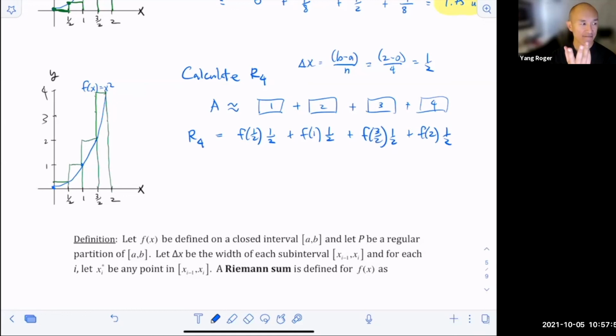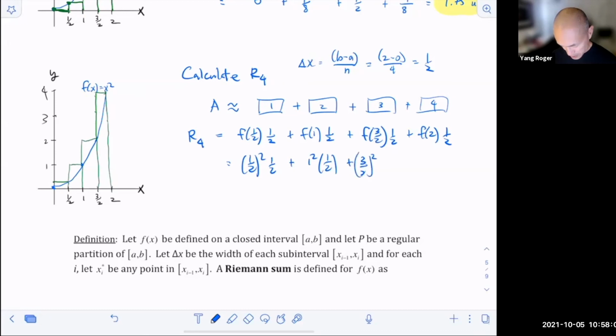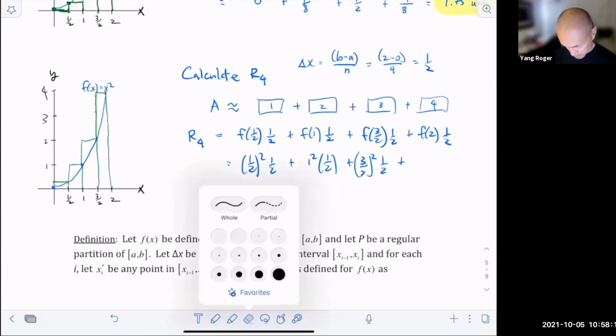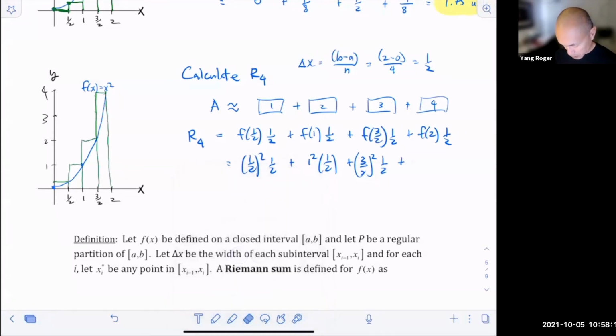No questions. Now in this case, my function is the squaring function. So I'm going to square each of those. It's going to be 1/2 squared times 1/2 plus 1 squared times 1/2 plus 3/2 squared times 1/2 plus 2 squared times 1/2.